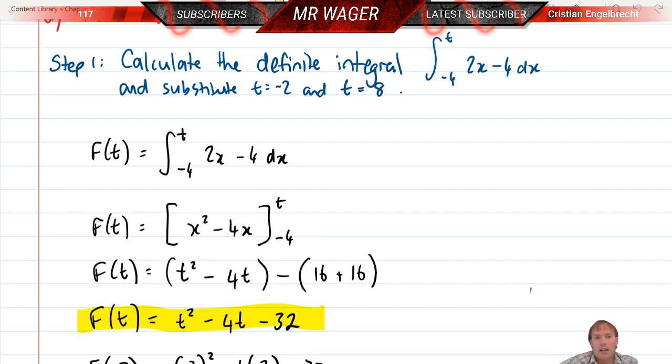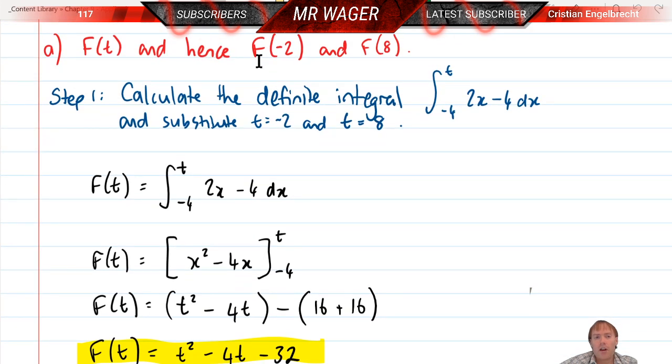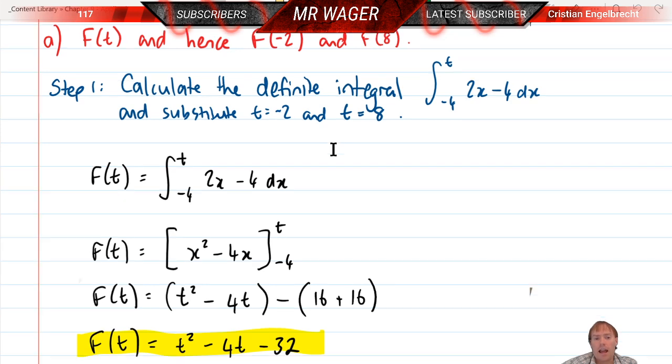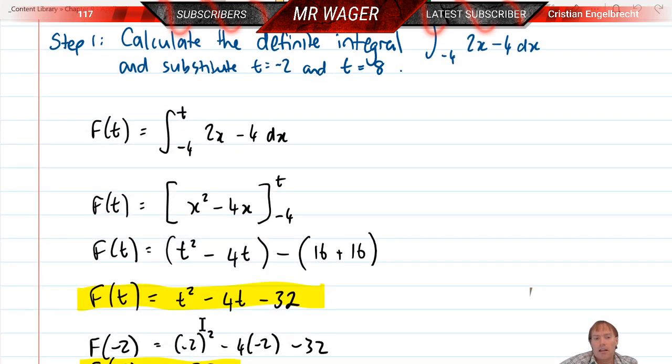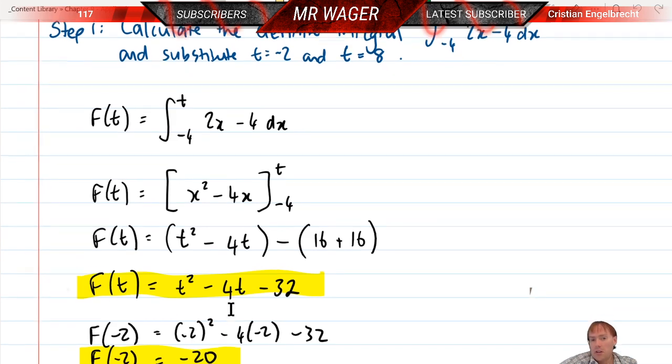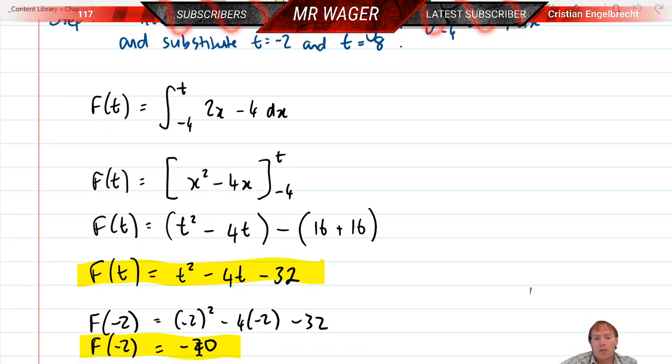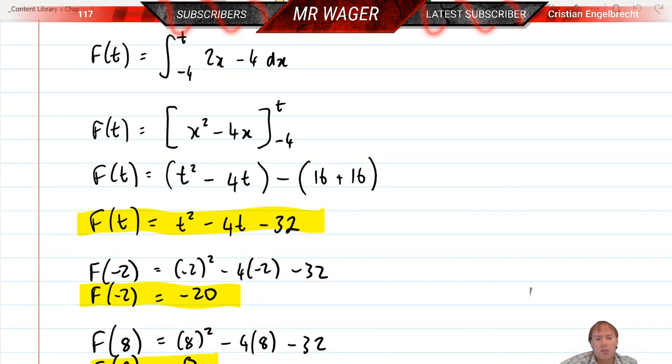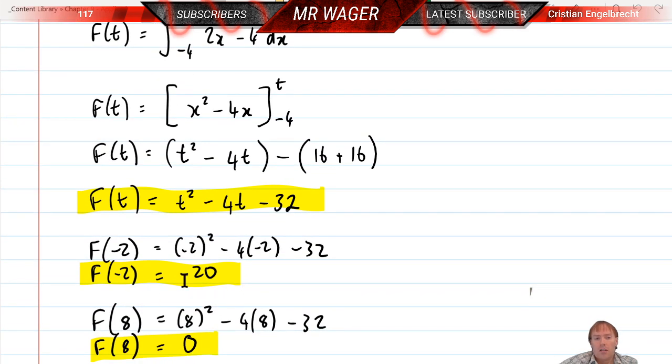Final part of the question says, hence find capital F of negative 2 and capital F of 8. So that just means substitute negative 2 and 8 as our t values in our f of t function. It's pretty straightforward. So when we substitute negative 2 in, we get negative 20, and when we substitute 8 in, we get 0. So our area function drops to negative 20 when the t value is at negative 2, and the area function is 0 when we get to 8 on the x-axis.